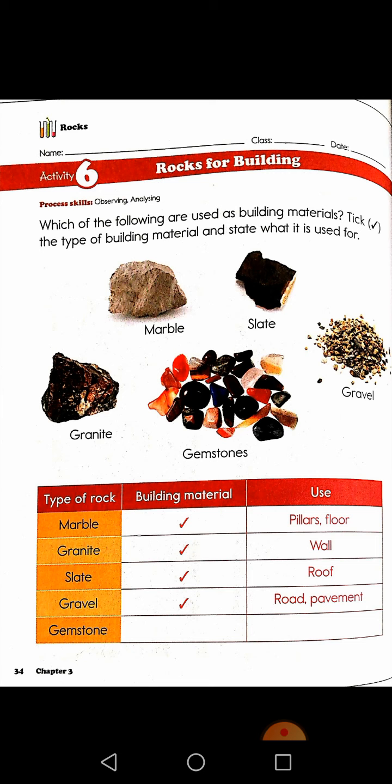Slate is a building material. Do you know? Yes, it is also a building material and it is used for making roof. Number 4, gravel. Gravel is also a building material and it is used for road, pavement.